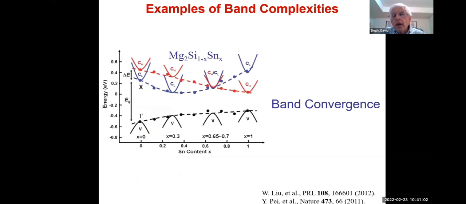Another one is band convergence. This is from the work of Jeff Schneider and coworkers. So this is about the magnesium silicon tin system. And here, depending on which endpoint compound you're at, you have a certain ordering of the conduction bands, and that ordering changes as you go from silicon to tin. At some point in between, you could infer that they cross, and that was called band convergence. And that's another complex electronic structure feature that was associated with high thermoelectric performance.